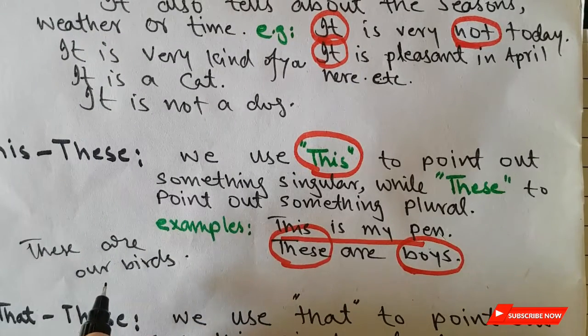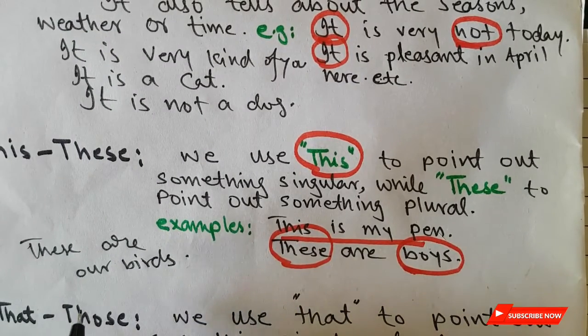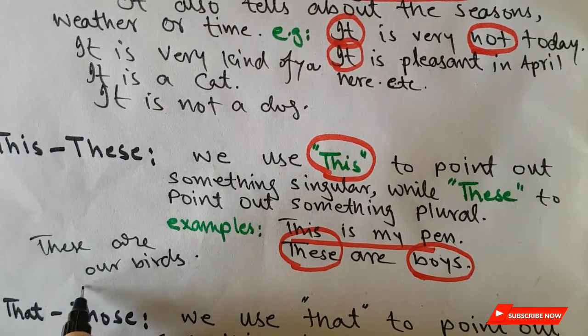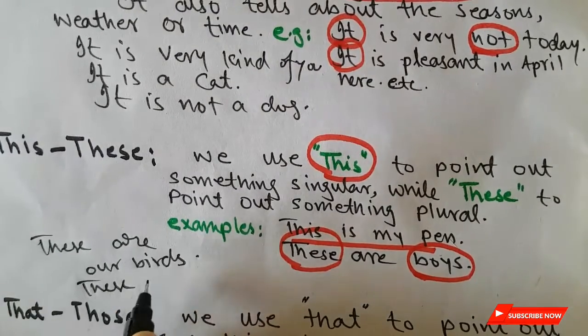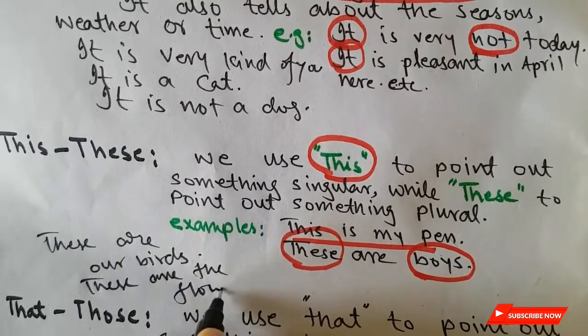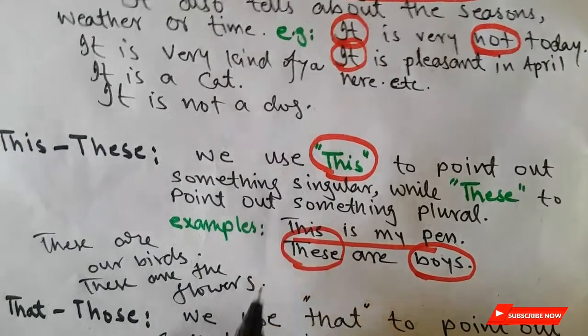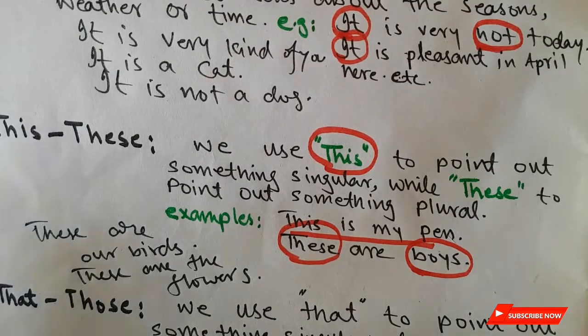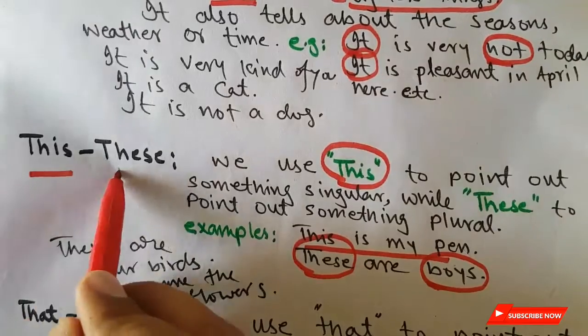Similarly, you can use the word these on some other occasion. These are the flowers. These are the flowers. So you can use the word these after reading this simple definition for the words this, these.